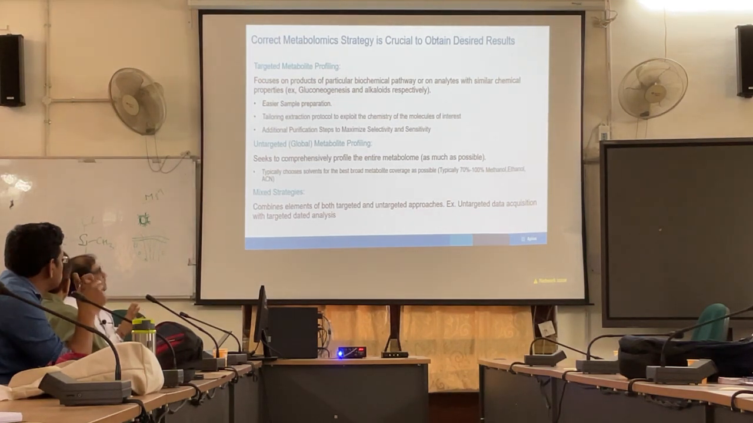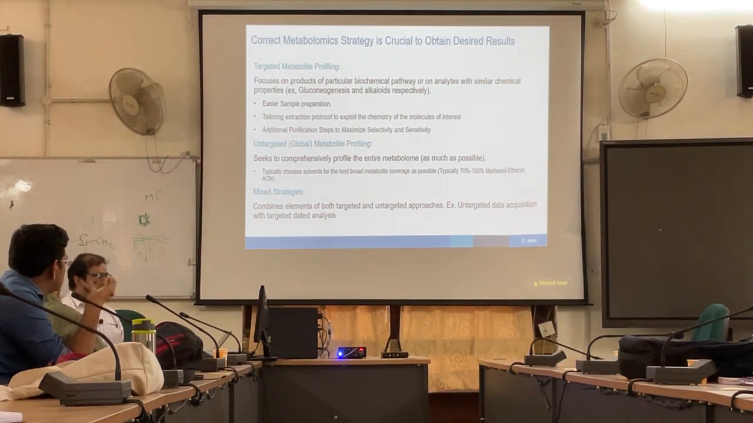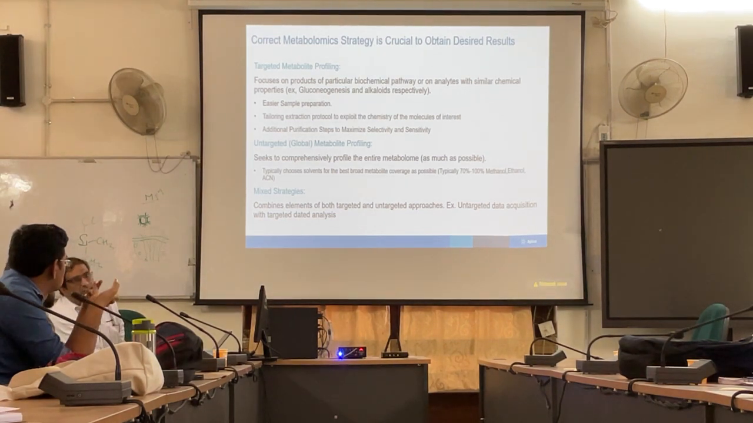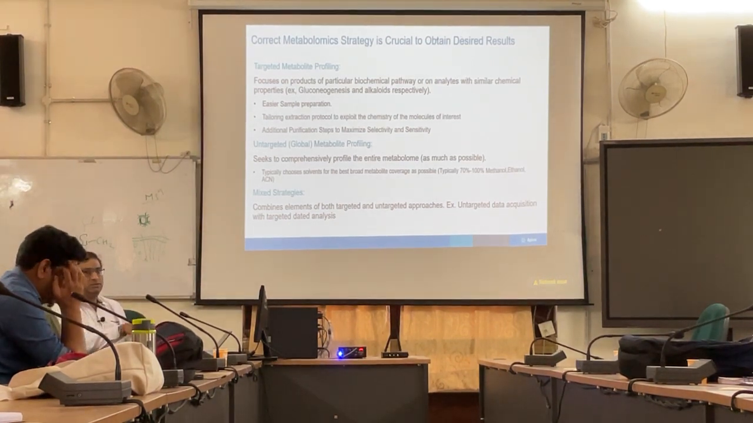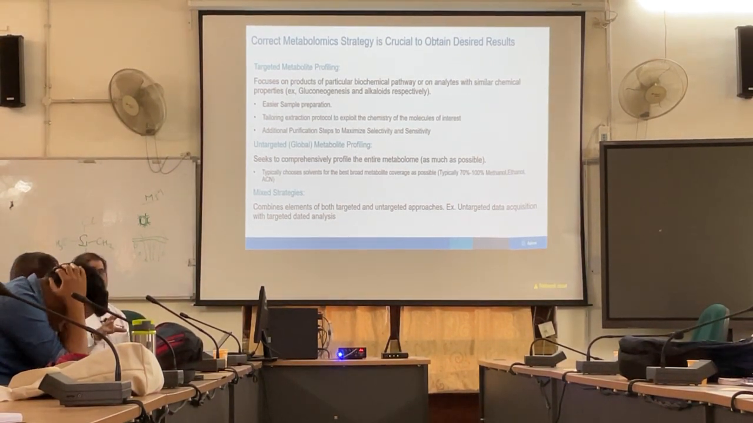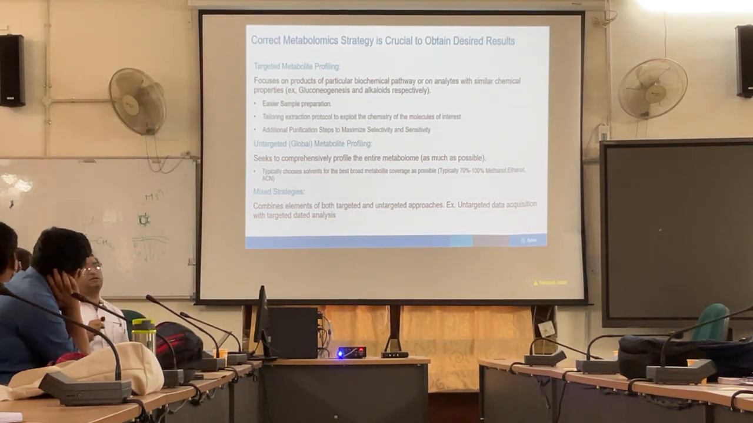So, what is the objective of this targeted and untargeted? Targeted means supposing I am looking at one particular pathway. So I am looking at, say, glucose metabolism. So glucose metabolism will have a lot of sugars. So my extraction should be targeted at sugars. Or if I am looking at lipids, lipid metabolism, my extraction should aim to extract as many lipids as possible.